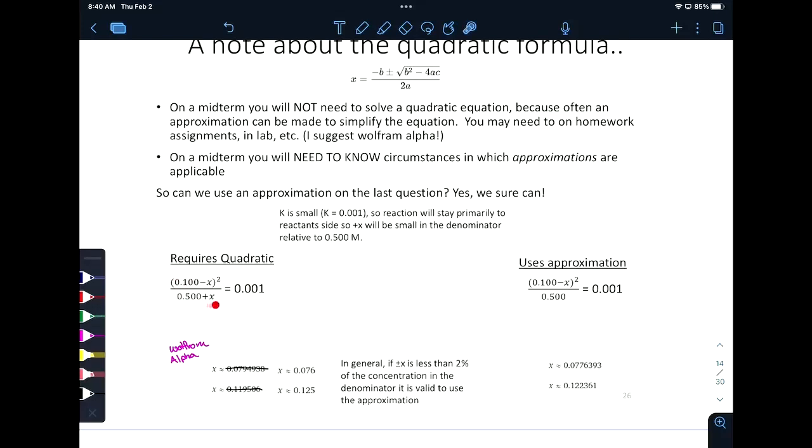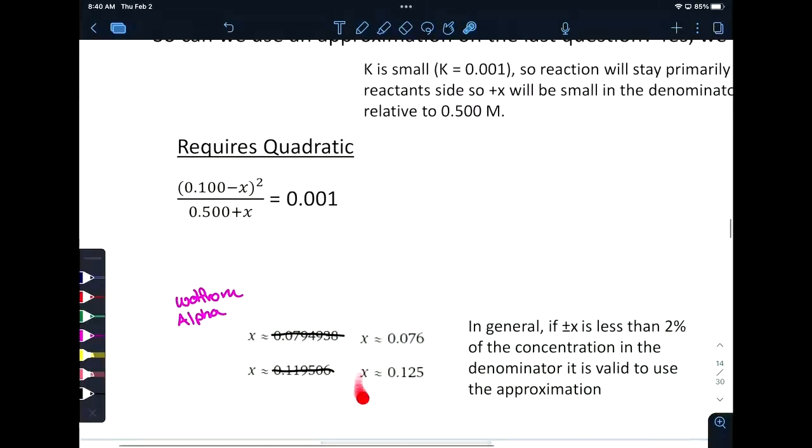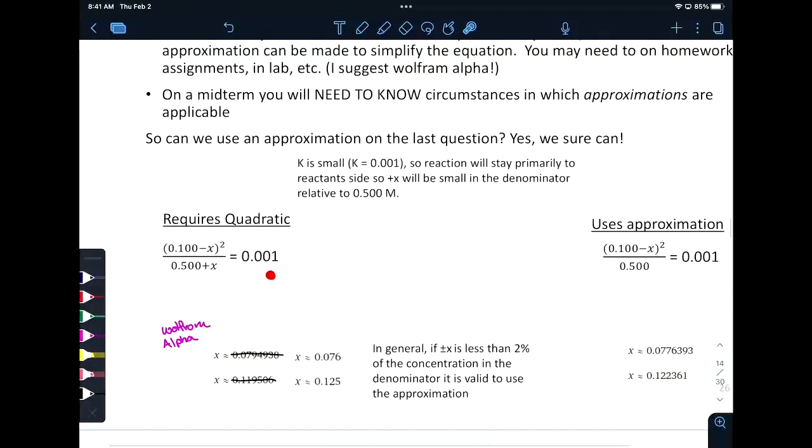So this expression, that's our K expression that we just did, requires the quadratic formula because we have x squared on the top and x on the bottom here. Wolfram Alpha gave us these two solutions. In your slides I had the wrong numbers, but these were the two solutions we just got. All right, so this is the approximation we're going to make.